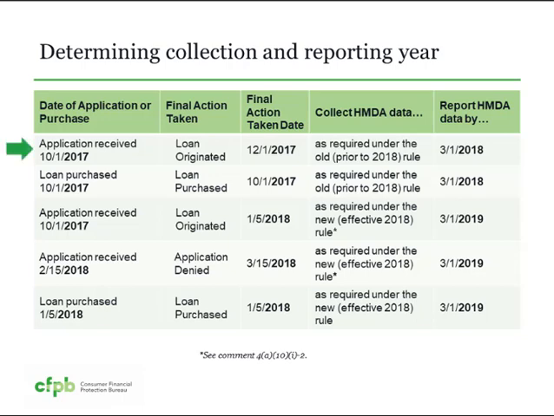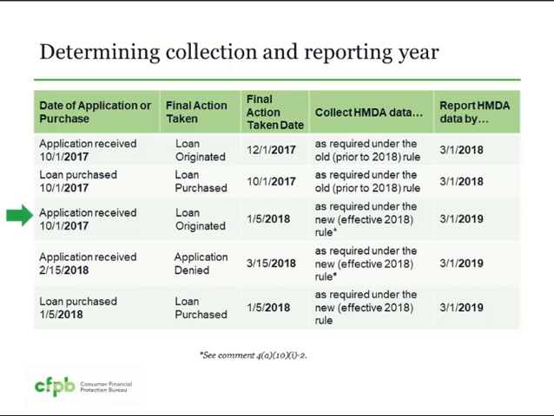For example, an application that is received on October 1, 2017 with a loan origination date of December 1, 2017 was reportable with the institution's 2017 HMDA data that was to be submitted by March 1, 2018. The data to be collected would have been in accordance with Regulation C in effect in 2017. This means that for this loan, the institution would not have collected the new data points under the 2015 rule.